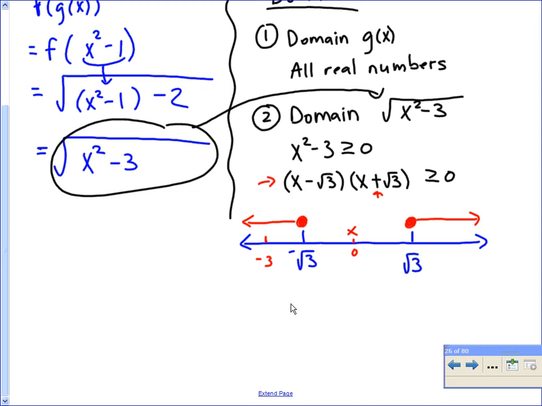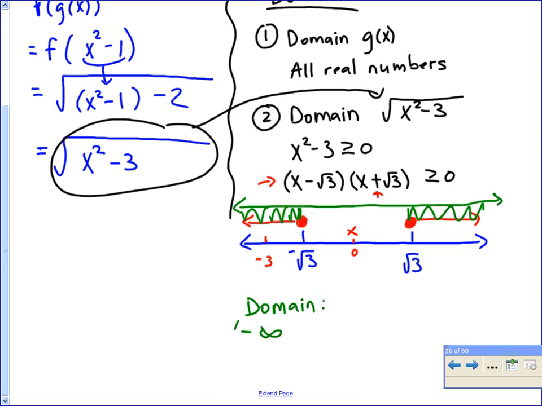We don't have to, in this case, there's the intersection. So if I were to graph all real numbers, it looks like this. So the intersection is simply going to be where the red one is. Okay, so we just need to say our domain in this case, in interval notation, is going to be from negative infinity up to negative root 3, including that negative root 3, and from root 3 to positive infinity. And that's all I have for this section.